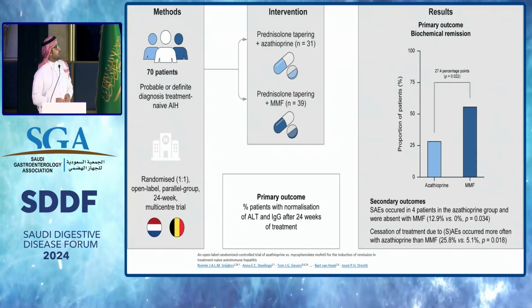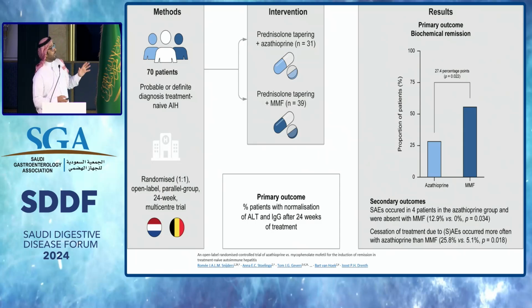This study was comparing MMF with prednisone or prednisolone versus azathioprine and prednisolone. It was conducted in Belgium and the Netherlands, and the primary outcome was the percentage of patients with normalization of ALT and IgG at the 6-month mark. As you can see, MMF with prednisolone was superior to the combination of azathioprine and prednisolone at achieving the primary outcome, with fewer side effects.